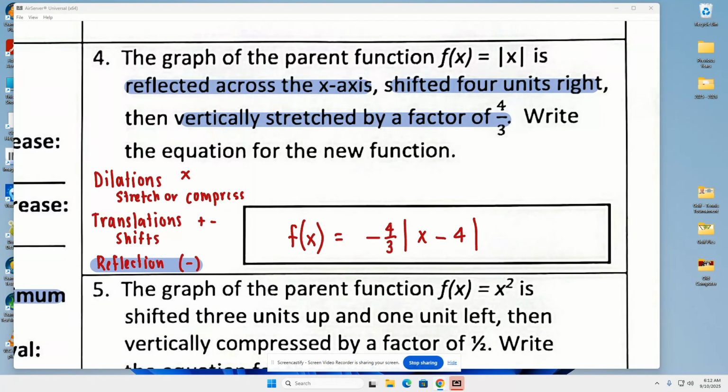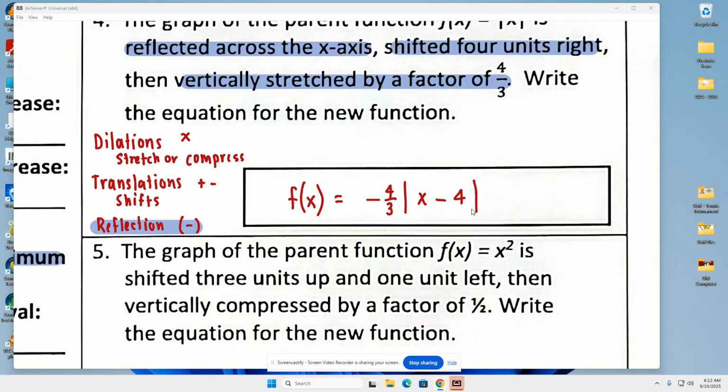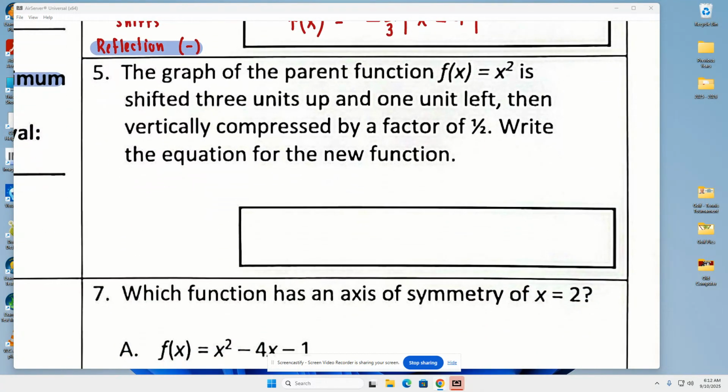So my answer, because that's all of them, look, it says write the equation. So we've done all 3 of these transformations, and it left me with negative, reflection across the x-axis, 4/3, vertically stretched by a factor of 4/3, times the absolute value of x minus 4, because it shifted right 4. So there's my 3 transformations. This is my new equation. All right? Next one. It says the graph of the parent function, we're doing x squared this time.